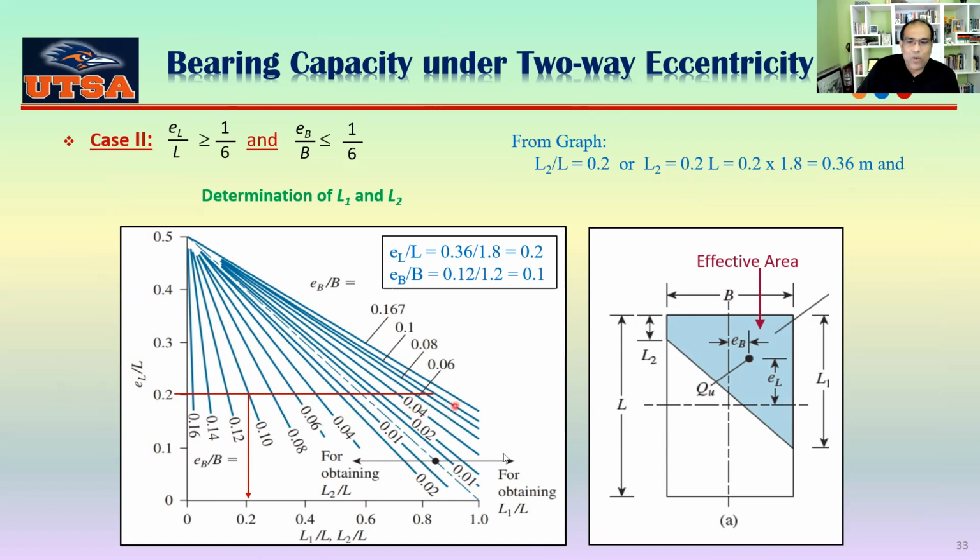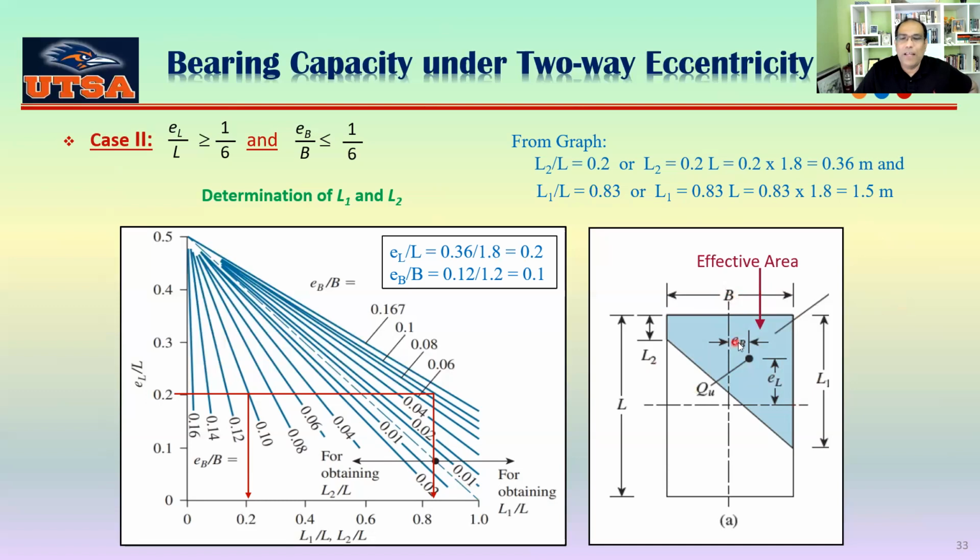And to find out L1 by L, which is from this side, I have to see where is 0.1. This is the line for 0.1. So this one intersected here. So I'll draw a point here, and this one is, let's say, 0.83. So L1 by L equal to 0.83, or L1 equal to 0.83 L, which is 0.83 into 1.8. So this one is 1.5. So my effective area would be L1 plus L2 divided by 2 multiplied by B.